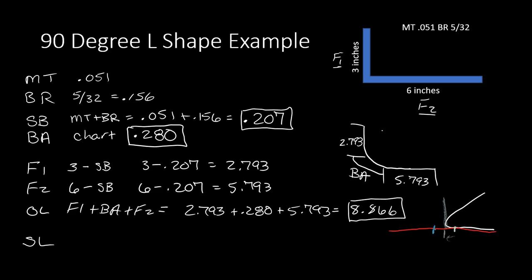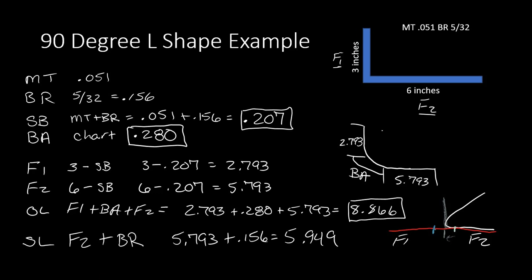So whatever side you're putting in the brake, so let's say I put flat 2 in the brake, and flat 1 is sticking out over here. Whatever side's in the brake is what I'm using to add the bend radius to get sightline. So in this case, it'd be 5.793 plus 0.156 which equals 5.949. Now let's talk more about these terms that I'm talking about here.